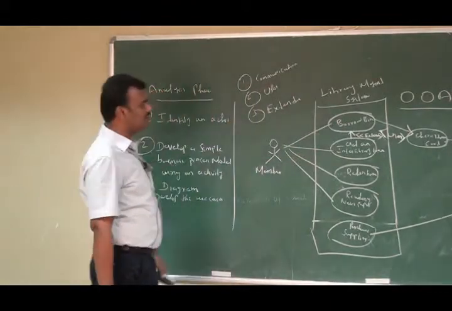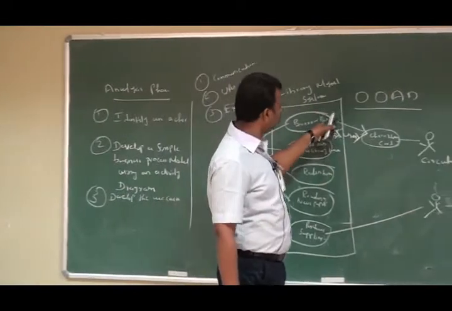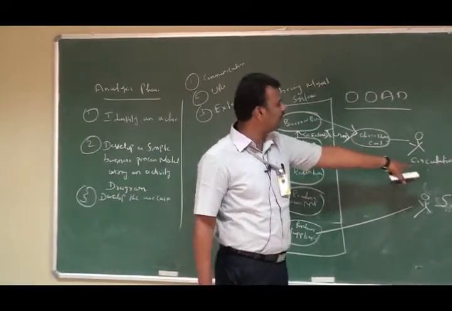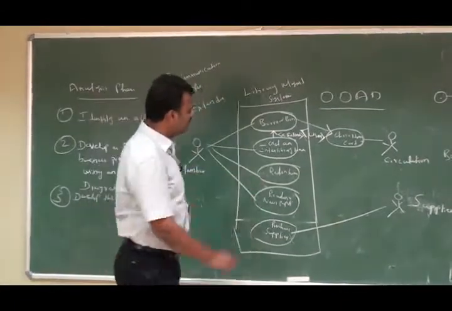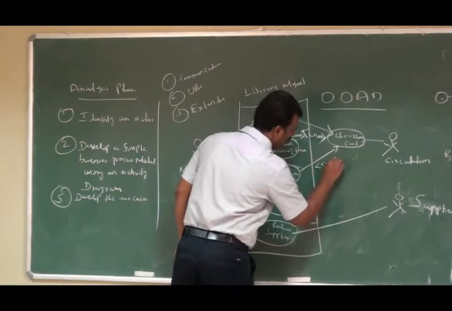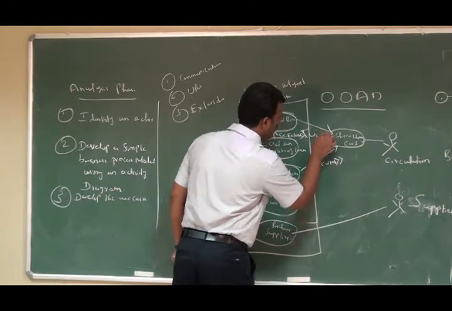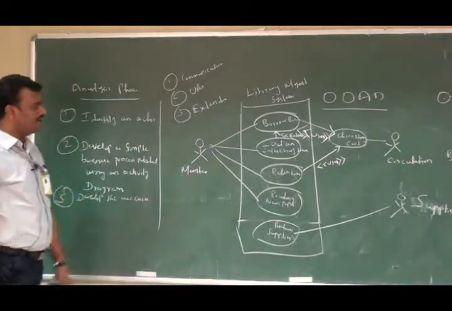What is the uses relationship? Suppose the member is going to borrow books from the library. The borrow books uses check library card. That is done by the circulation clerk. Suppose the member is going to return books to the library, the return books also uses check library card. Okay, that is done by the circulation clerk.